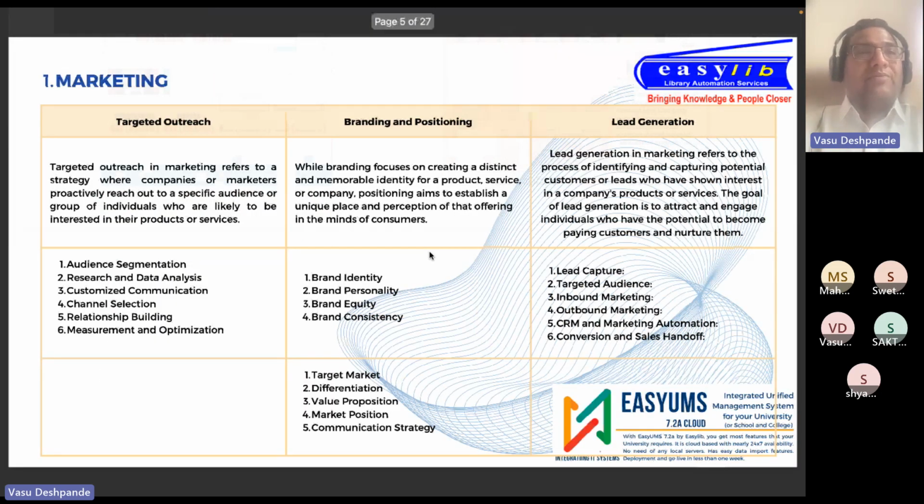So when we say the first step, marketing for the admissions automation starts with outreach. Then the next is branding and positioning. Third is the lead generation. When we talk about the targeted outreach, what we are referring to is that whether you are a school, college, polytechnic, or any discipline, first you want to identify who are the potential students who can get admissions into your organization. When there is a lot of demand and less supply, definitely you don't have to indulge in many of the marketing activities because the supply is less, demand is more.